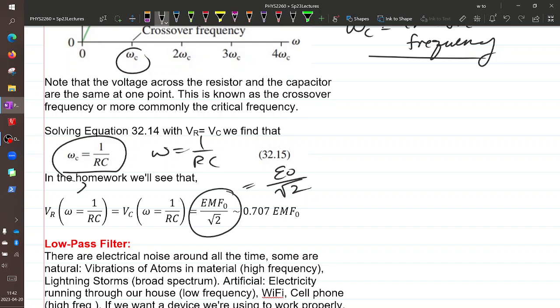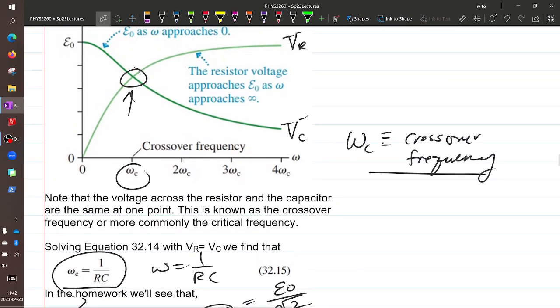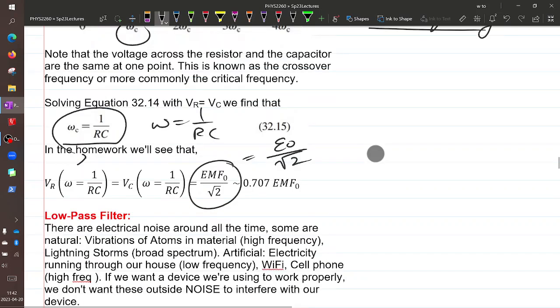Okay, so if you look at this map up here, this is actually 1 over square root of 2 times EMF. And this is a special number when you're dealing with an RC circuit, because that's exactly where the crossover frequency is. Think of it as, sometimes the voltage across the resistor is bigger, sometimes the voltage across the capacitor is bigger, but this is the point when they are the same as each other. Okay, right? And why is that important?